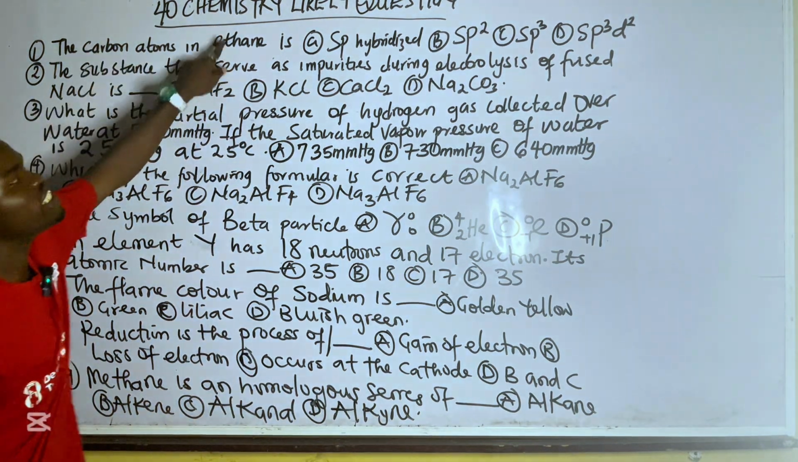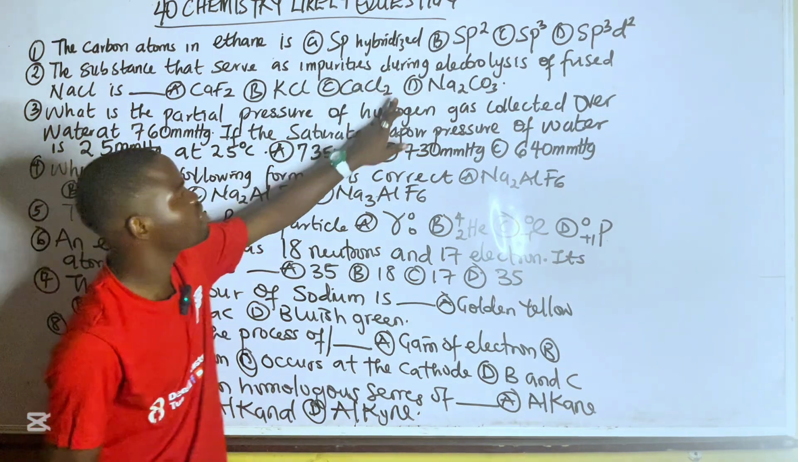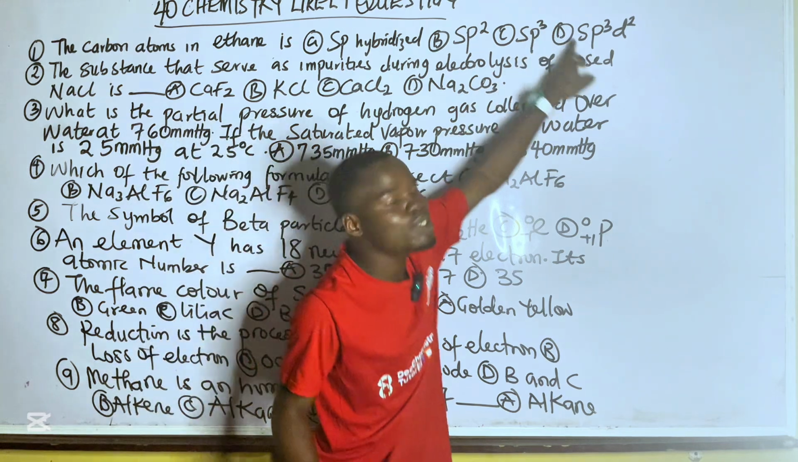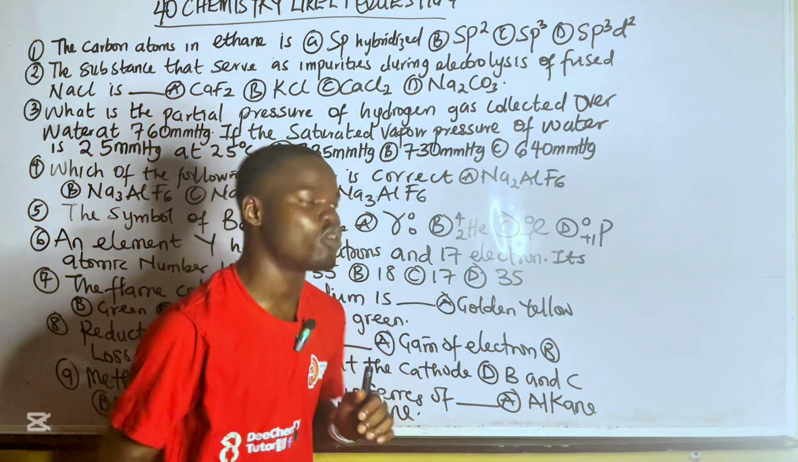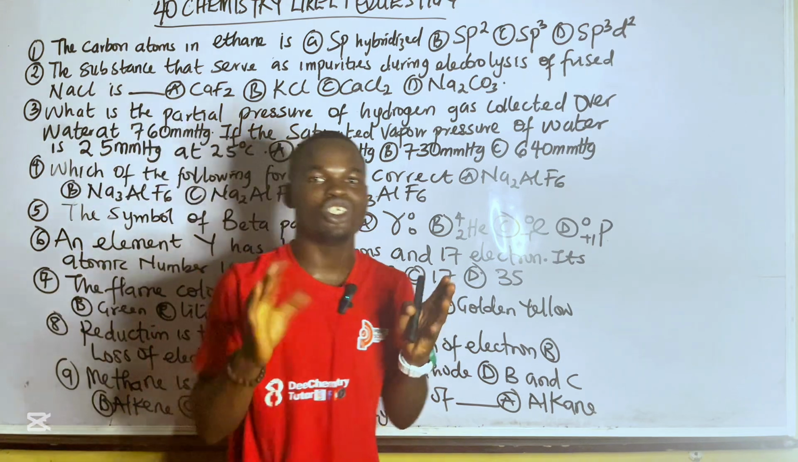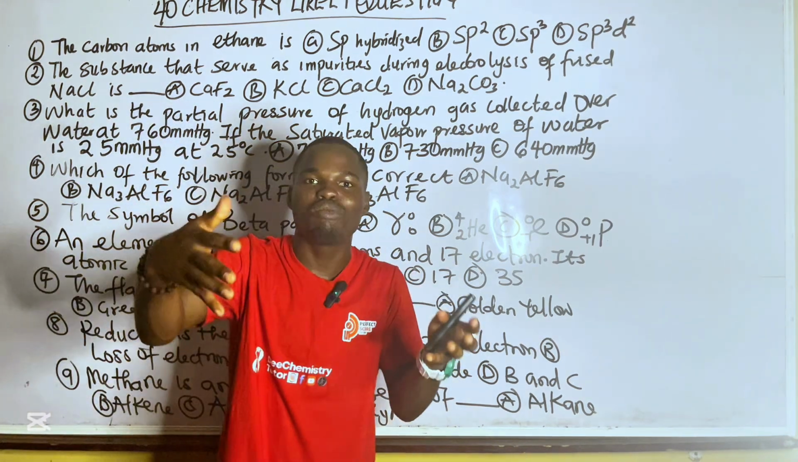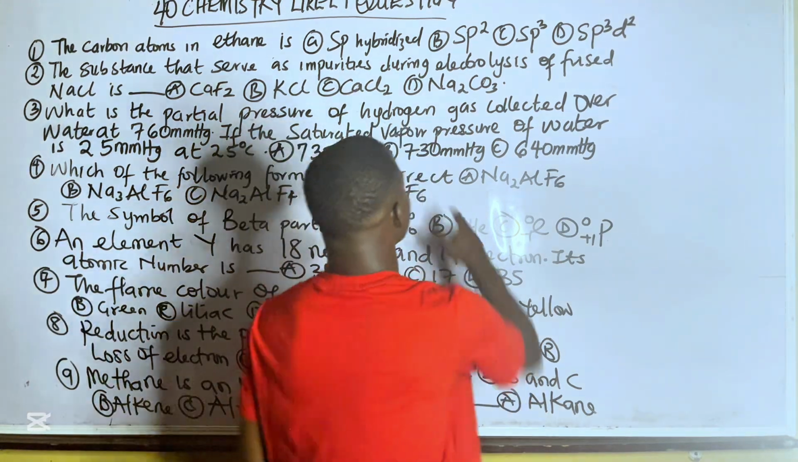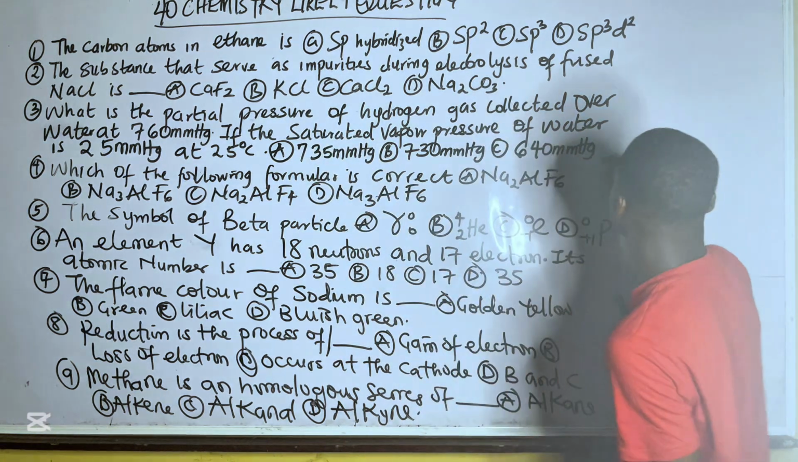Carbon atoms in ethane is dash: sp hybridized, sp2 hybridized, sp3 hybridized, sp3d2 hybridized. Now, this question is on hybridization, okay? What do you mean by hybridization? It's just the mixing of two different orbitals, to get orbitals of higher magnitude, in quotes. And here we are talking about ethane.